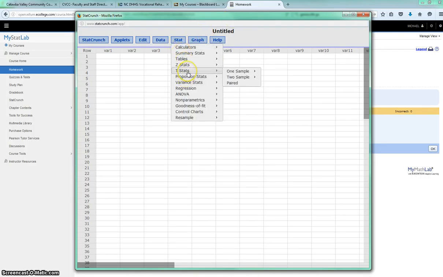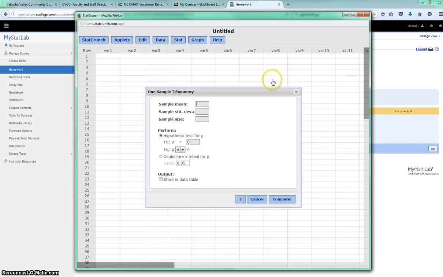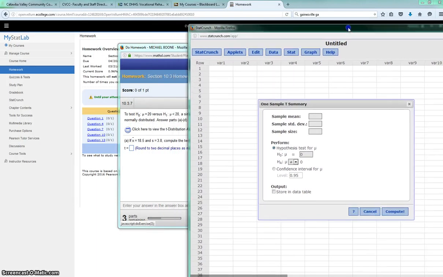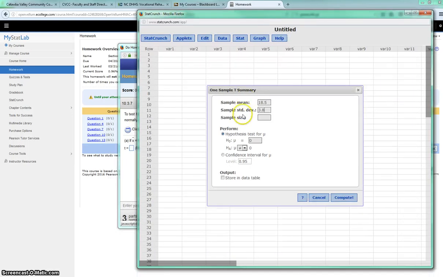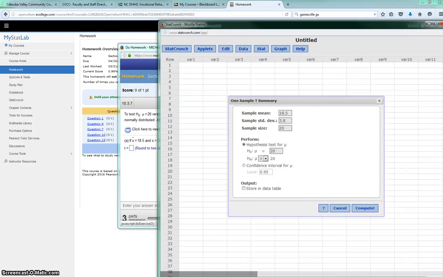If we do t-stats, so I think in Section 2 we were in proportion stats. Now we're dealing with mean, so we're going to be in t-stats, one sample with summary. They told us that the sample mean was 18.5, standard deviation was 3.8, and I believe our sample size was 20. And I recall that the mean is 20 and they thought it would be greater than 20. Less than 20, sorry.